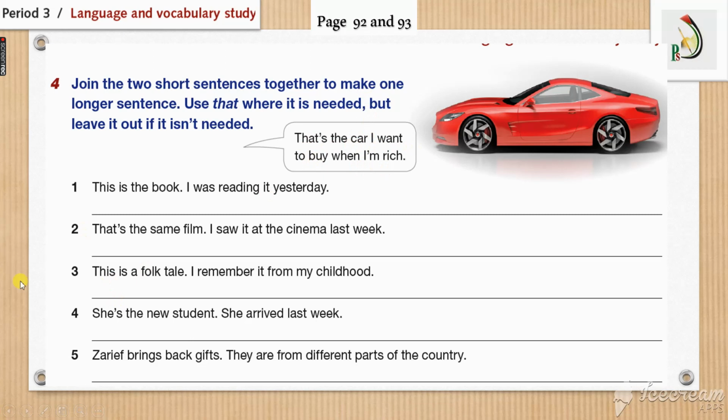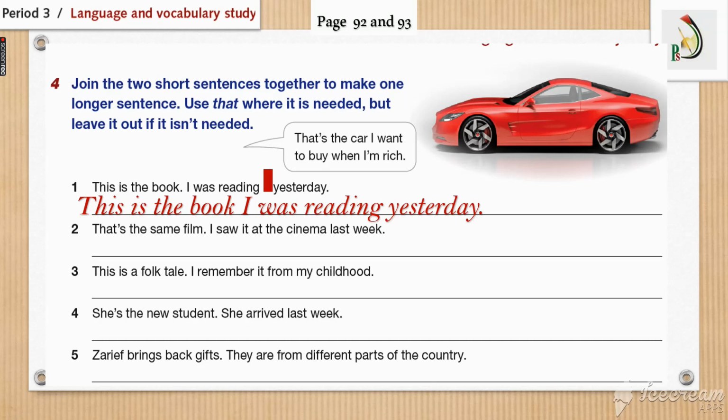Now look at this sentence. This is the book. I was reading it yesterday. So what will you remove? You will remove it and you will write, this is the book I was reading yesterday.